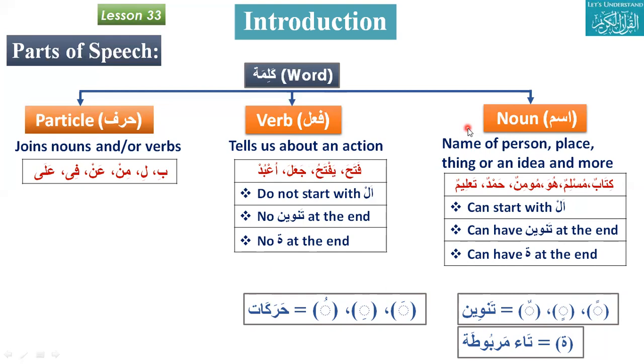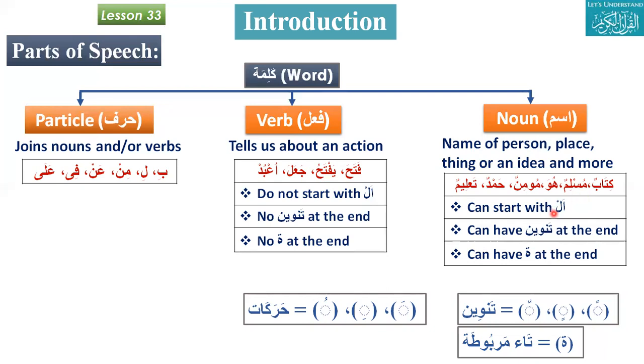We know that noun is basically the name of a person, place, thing, or an idea, something like kitabun, muslimun, huwa, mu'min, hamid, hamdun, ta'lim, and fathun, fatih, maftuh. So all these things are nouns. Our topic for today is about the noun. Noun is any place, name of person, any idea, and we know that in the table, fa'il, maf'ul, object, subject, and verbal noun.